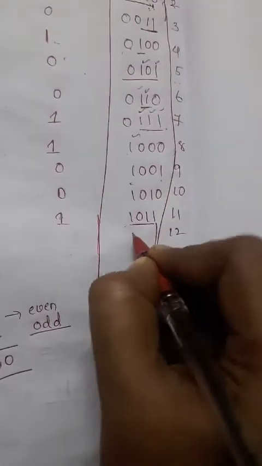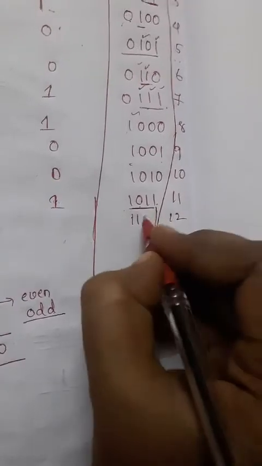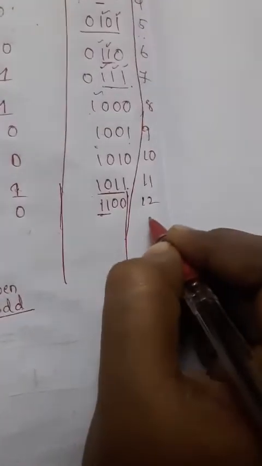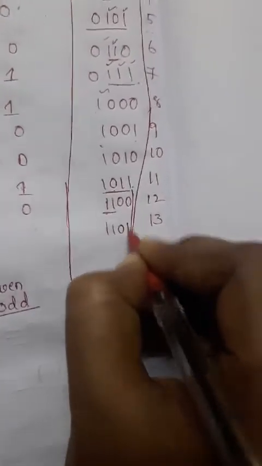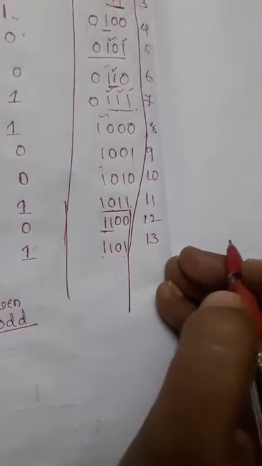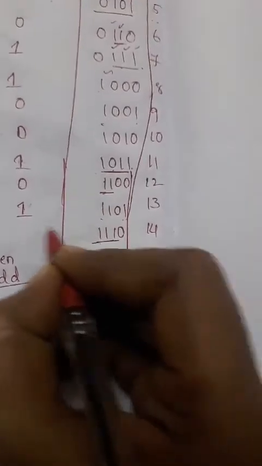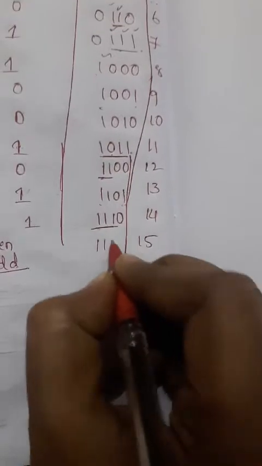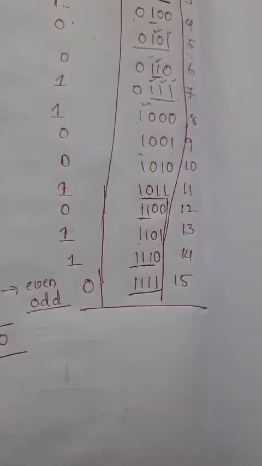And for 12, 1100, here also we are having 2, so directly we mention 0. For 13, 1101, how many ones are we having here? 3 ones. So to make it even, one more 1 will be added to get 4. Okay, so 14 means 1110. Here the number of ones is 3, so I add one more 1. And for 15, finally we are getting all ones, so this is an even number, and directly we get the parity bit as 0.